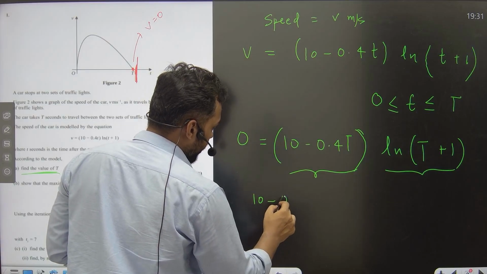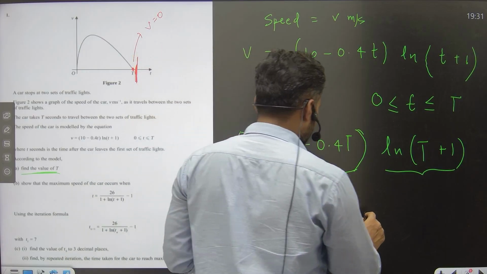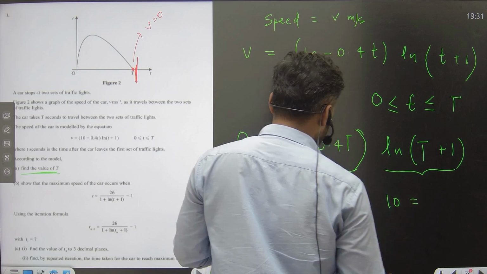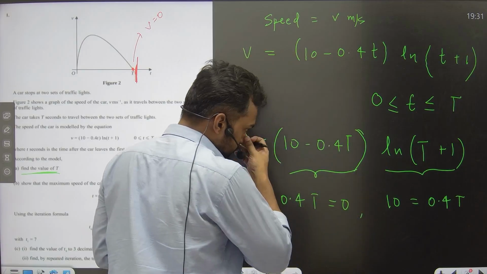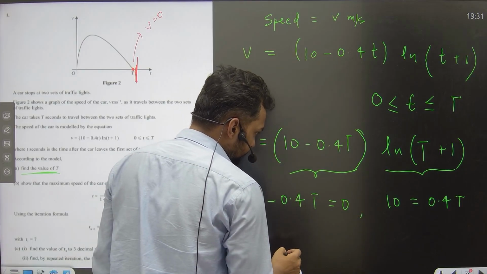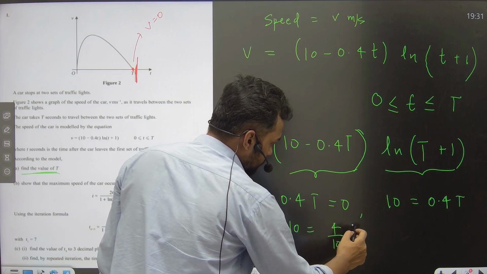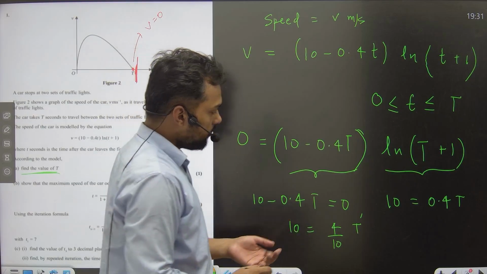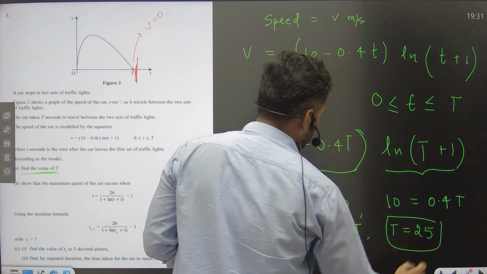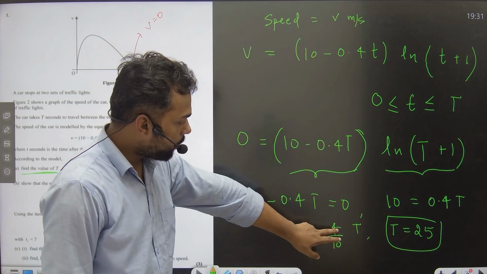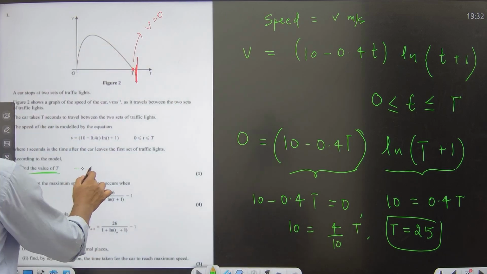So 10 − 0.4T = 0. From here we get 10 = 0.4T, transposing 0.4T to the right hand side. This could be written as 10 = (4/10) × T. On solving further, we get T = 25, since 10 times 10 upon 4 gives 25. So we have got the value of T as 25.